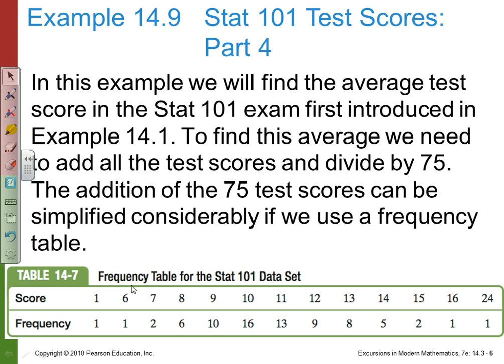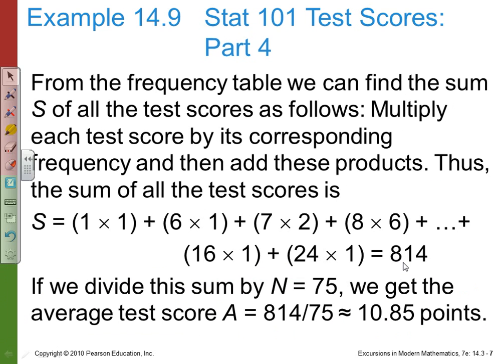So here, we might have some frequency of data. So I've got 1, 1, and I've got 13 11s. Well, then I'm going to have to add a 1, and then I'm going to have to add a 6, and then 2 7s, and 8 6s, and 6 8s, and 10 9s, and 16 10s, and then divide by whatever the total is, 75 in this case. So that's what I would end up doing.